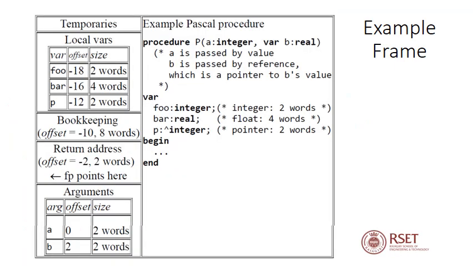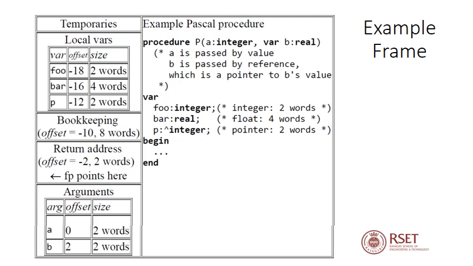Here in this slide we have an example for a single activation record of a Pascal procedure. So procedure P takes two arguments, an integer argument A and another argument B, which is a pointer to B's value. And then there are three temporary local variables, foo, bar and p. So these three are the local variables of this Pascal procedure. So let's see how the activation record of this procedure is created.